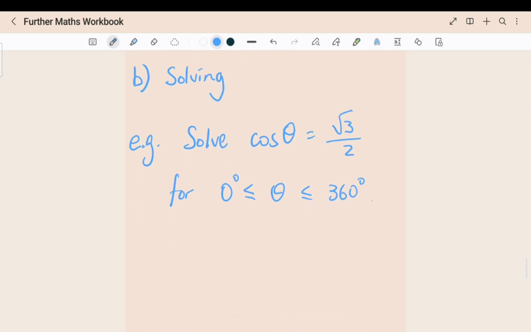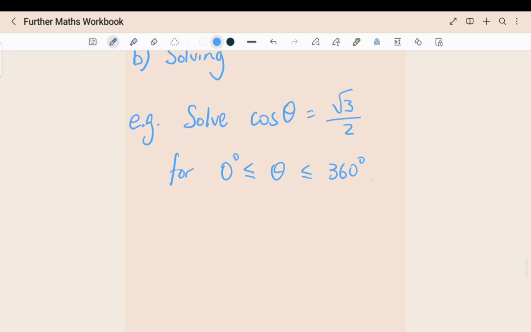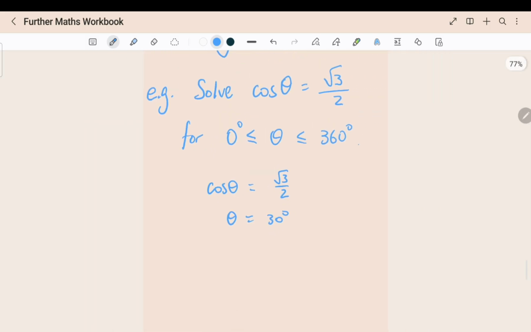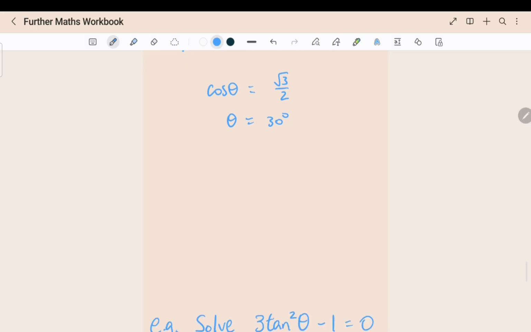And in further maths, we also need to consider multiple solutions to an equation. For example, we have cos theta equals root 3 over 2. So we know that with our exact values, theta will be equal to 30 degrees. But we need to draw a graph to make sure that we're not missing any solutions.